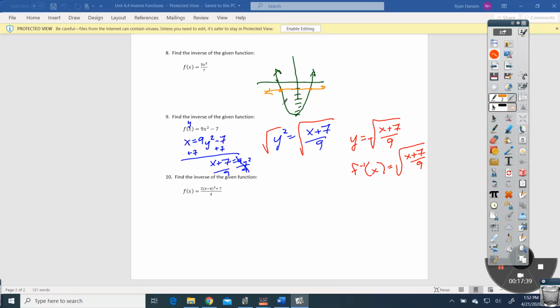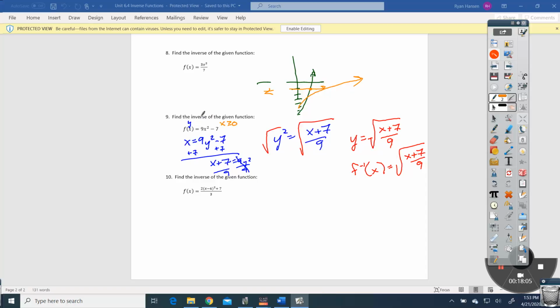So what they do to fix that is they say, let's restrict our graph for our domain to only be half of it. So they say we're only going to use x's that are greater than or equal to 0 on this problem. We're only going to use half of it. And then when we do the inverse, it's going to look something similar to this. Okay? And that's only going to be the positive case.